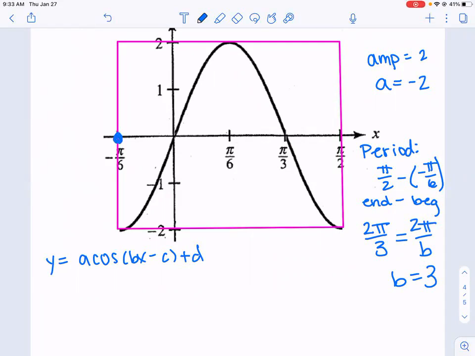Okay, remember our starting point is where our frame starts. So if we look at this frame, our starting point is right here at negative pi over 6, 0. So we know that D is 0, but we do have a C value. So let's keep in mind that C over B is how we get the x coordinate. And our x coordinate right now is negative pi over 6. Do we know B?